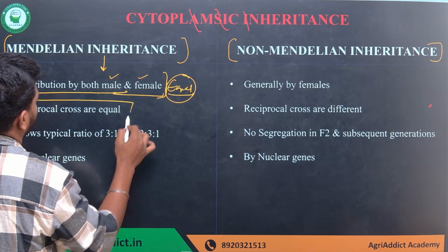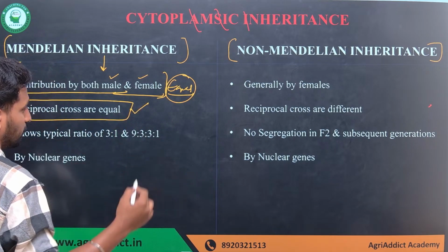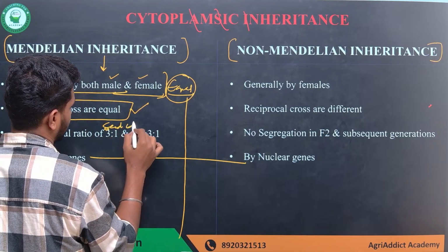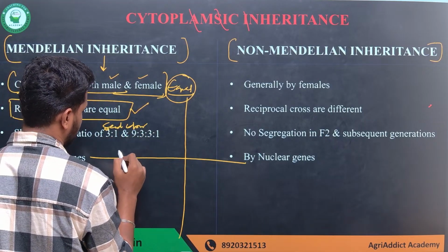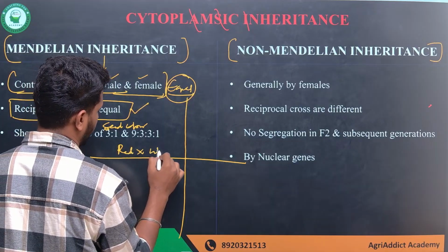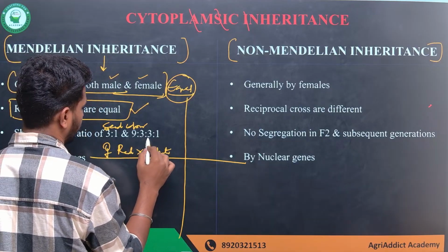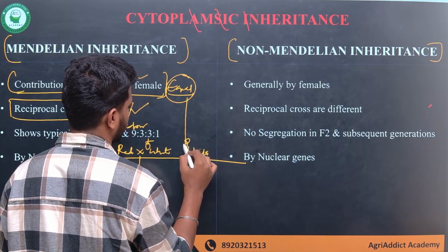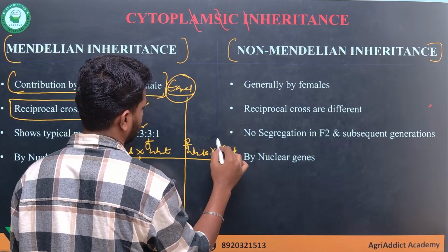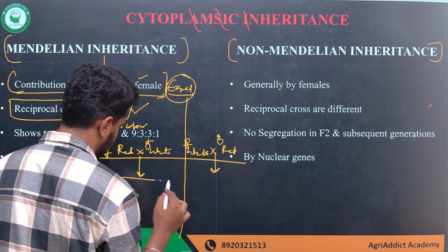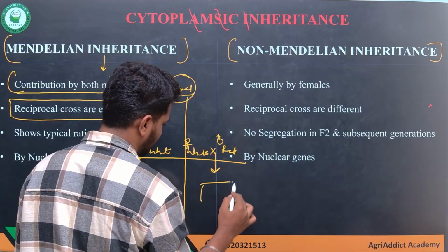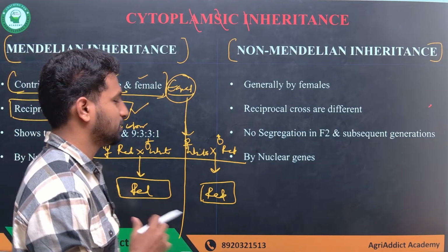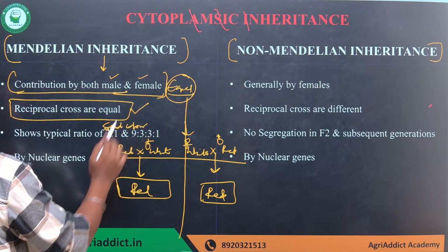Then the reciprocal crosses are always equal. If I take an example, let's take seed color. Let's assume red is crossed with white, where red is the female and white is the male, and in the reciprocal cross white will be the female and red will be the male. The result of both crosses will be red, if it is following Mendelian inheritance. That's what "reciprocal crosses are equal" means.